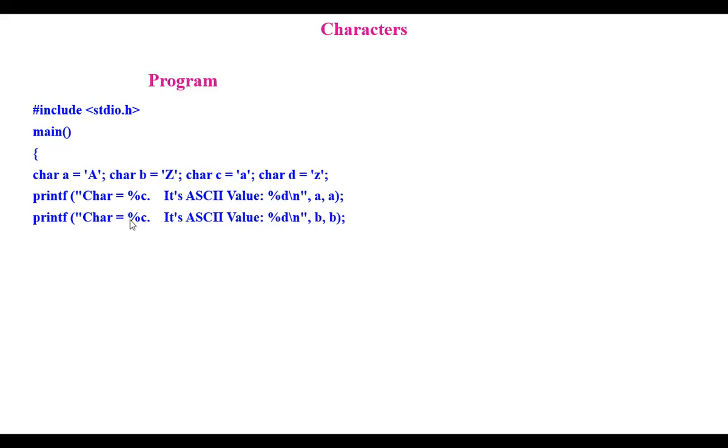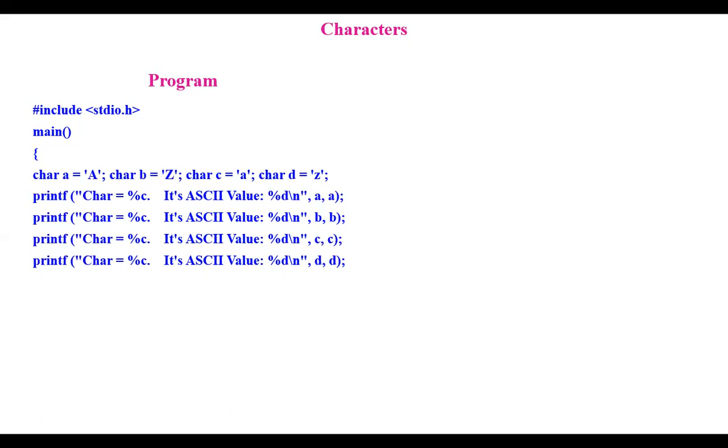Similarly, B, the character B here means Z. So capital Z and its ASCII value. Similarly, C, D. Let us compile this program and execute this program. Let us see how the output will be.